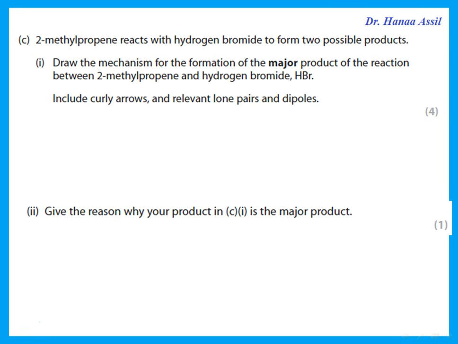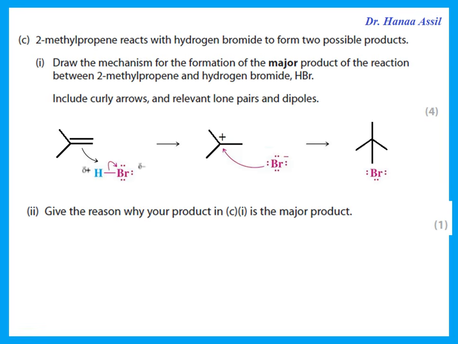2-methylpropene reacts with hydrogen bromide to form 2 possible products. Draw the mechanism for formation of the major product between 2-methylpropene and hydrogen bromide. 2-methylpropene and hydrogen bromide is an alkene with HBr. Remember that this is what we call electrophilic addition. So how does electrophilic addition happen?